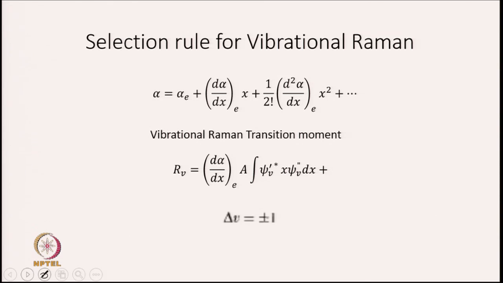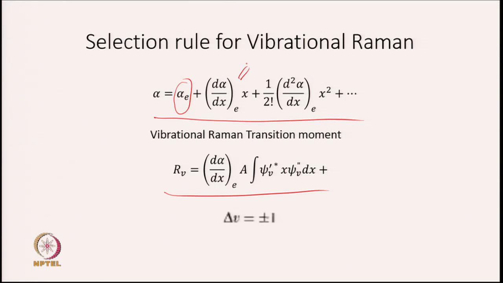Now, we can discuss the selection rule for vibrational spectroscopy. Alpha is the polarizability, and alpha is also a function of x. Alpha can be given as alpha e plus d alpha by d x at equilibrium into x plus 1 by 2 factorial d 2 alpha by d x square at equilibrium into x square. This kind of calculation we have seen for vibrational spectroscopy, and the same thing we are going to do here. If we calculate the vibrational Raman transition, the first term is going to be 0, because the wave functions of the two vibrational levels v and v plus 1 are orthogonal to each other. So the first term tends to 0, the second term will remain, whereas the third term we can neglect for a small displacement.